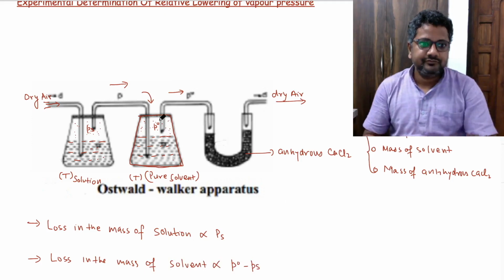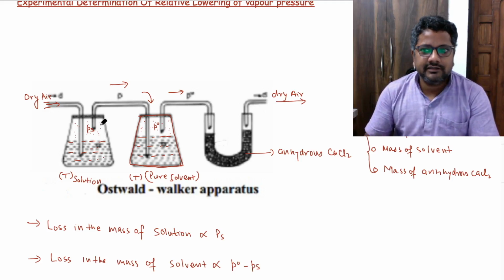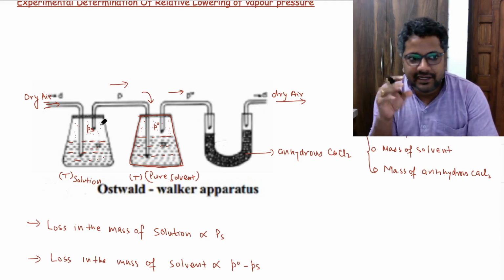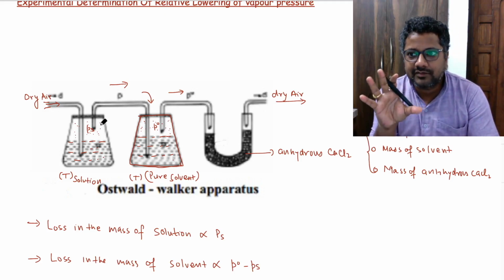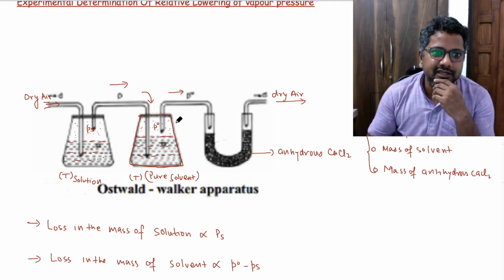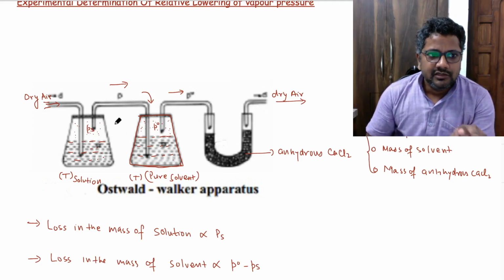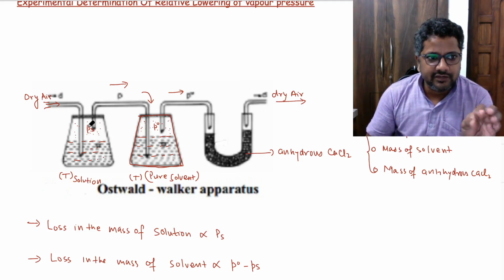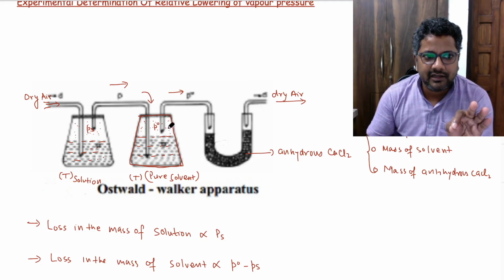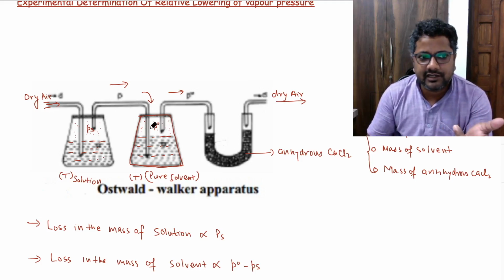Tell me why? See, suppose at a given temperature, the total vapor pressure of any pure solvent is P naught. So this Ps is definitely less than P naught. If the air has picked up vapors equivalent to Ps from here, then definitely the remaining difference of P naught minus Ps will be taken up from here.